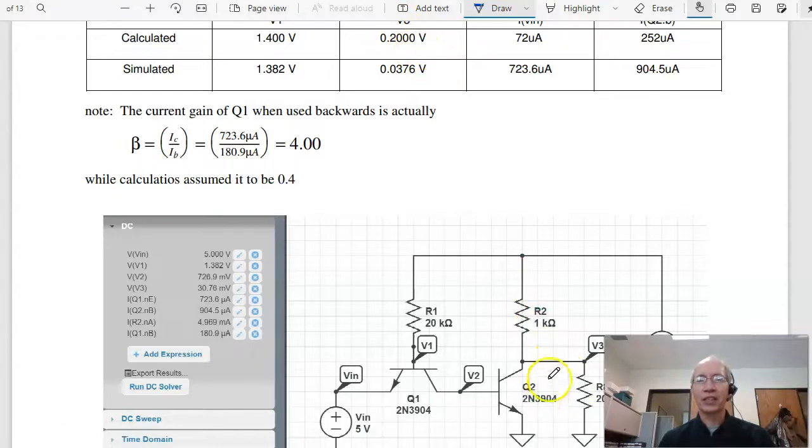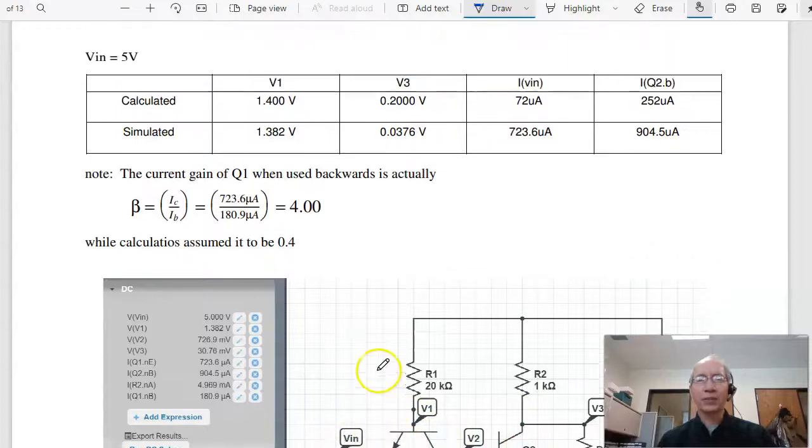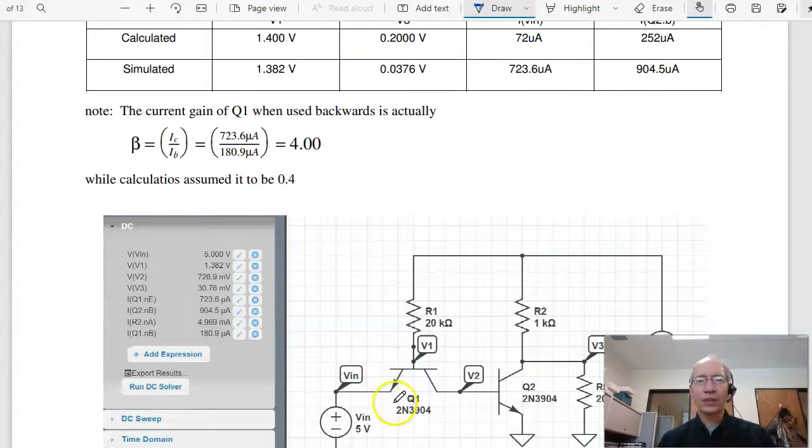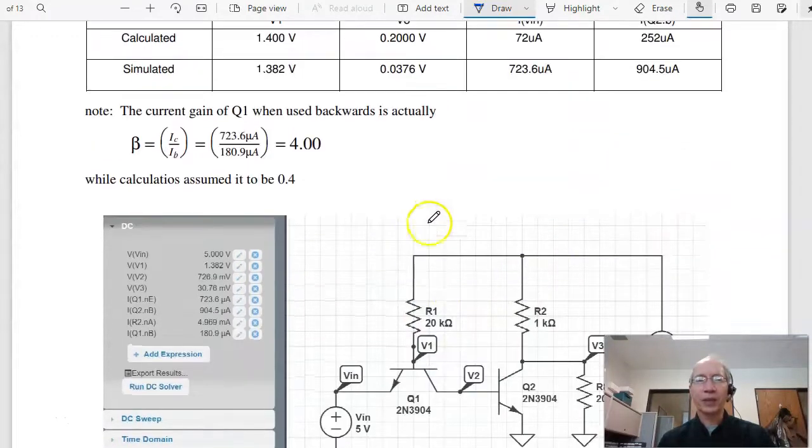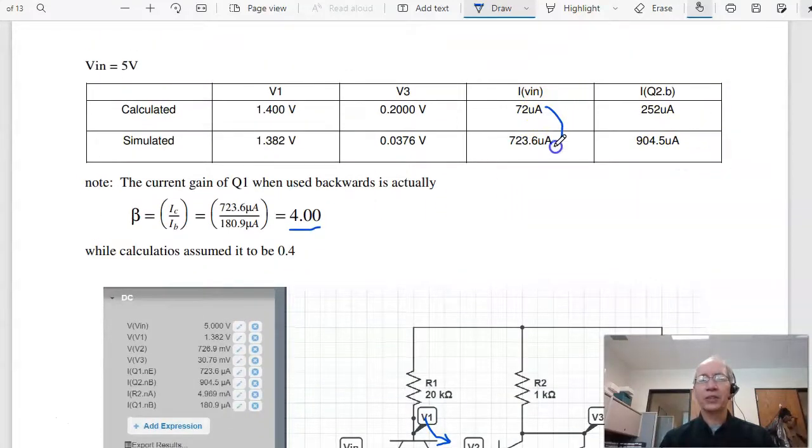If I want to find the beta of this transistor when it's used backwards, I can find this current. This is 72, actually 720 microamps. I expected 72. The current through the base, through V1, is 904 microamps. From that, I can calculate the gain of the transistor when used backwards. It is 4. So I assumed this way, used backwards when current goes this way, beta is 0.4. The one in Circuit Lab, when used incorrectly, the gain is 4. Now, part of the reason that this current is a little bit different.